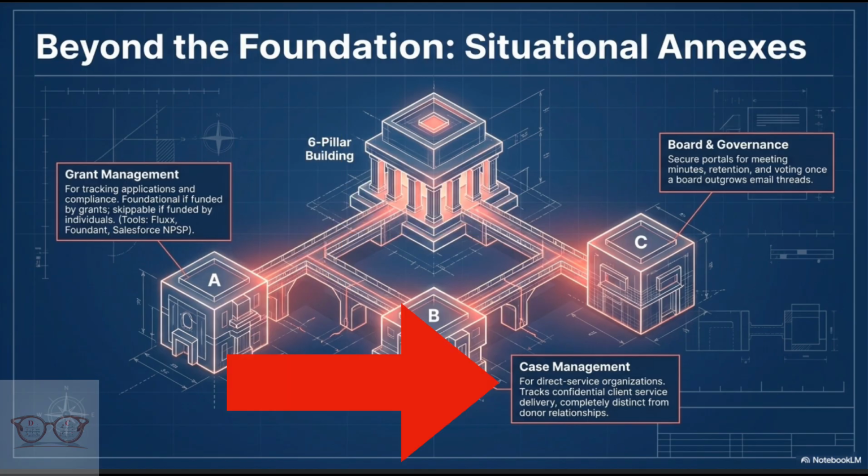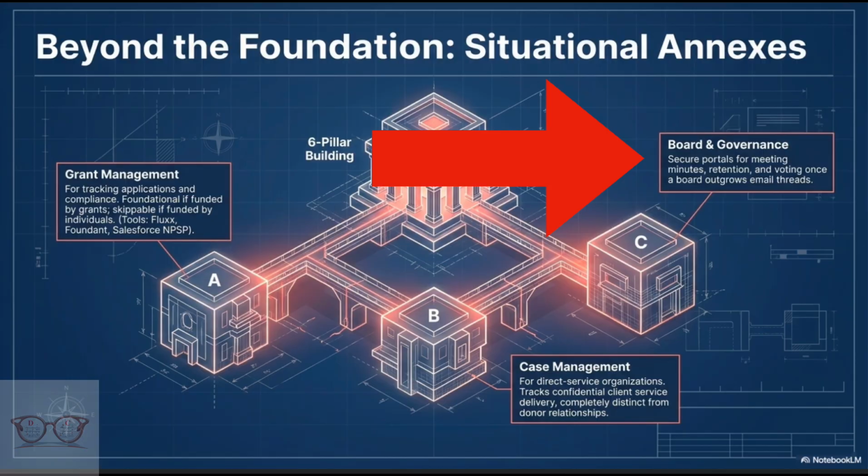Next is case management. For direct service organizations like shelters, clinics, or social service providers, this means tracking client outcomes over time. This is different from CRM because it's about service delivery, not donor relationships, and it often comes with its own confidentiality requirements. Next is board and governance management. Portals for meeting minutes, document retention, voting records. This tends to matter more once a board grows past the size where email can keep everyone organized. None of these are wrong to skip if they don't apply to your model, but it's worth knowing they exist so you are not caught off guard later.